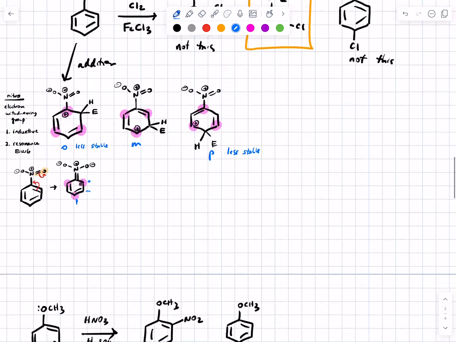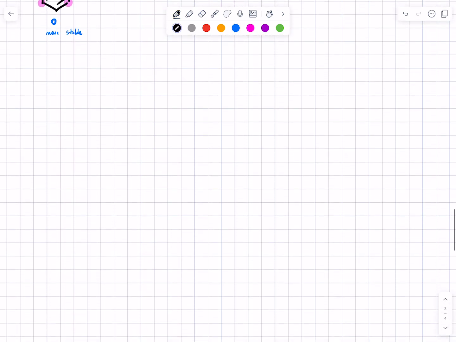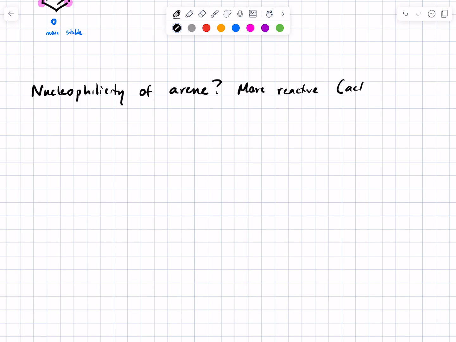The second issue that we've talked about is, what does the group do to the nucleophilicity of the aromatic ring? Is it more reactive, and your text will use the term activated, or less reactive, deactivated, versus benzene?